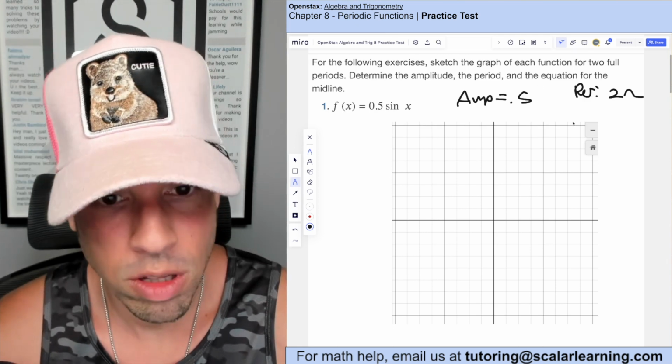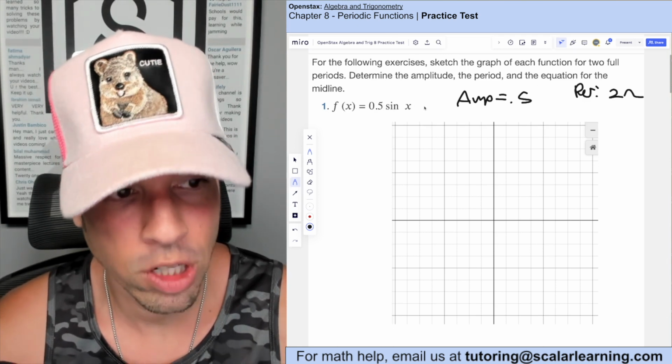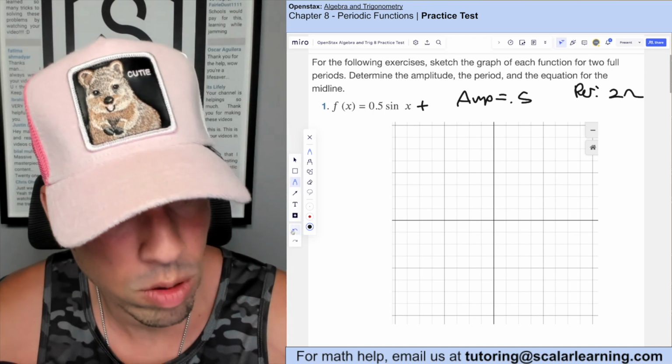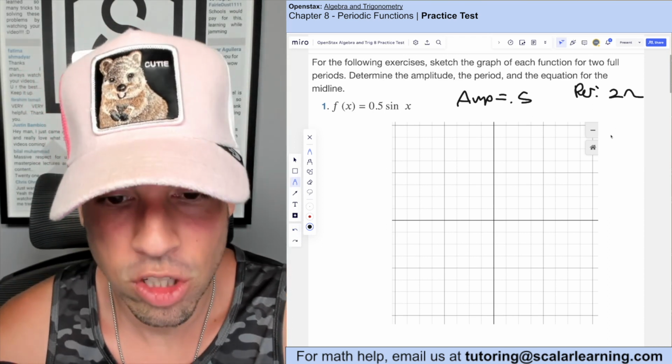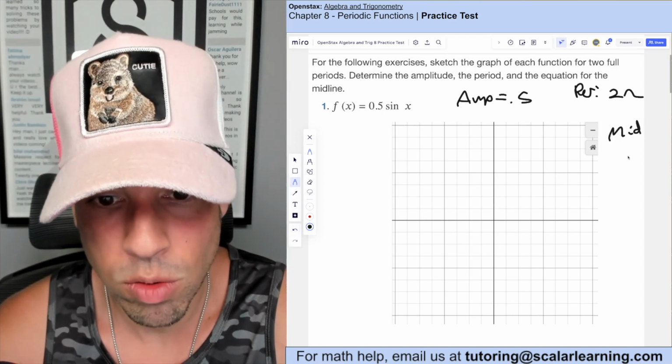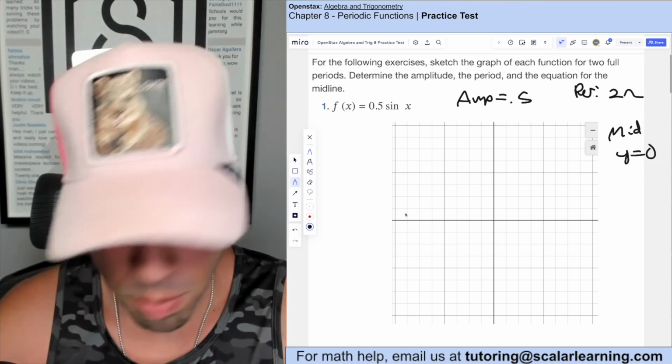And then the equation of the midline, there's no vertical shift, right? There's no +7, -3, whatever. So then the midline is just at the normal spot, which is y equals 0, okay? All right, now let's put these in place.